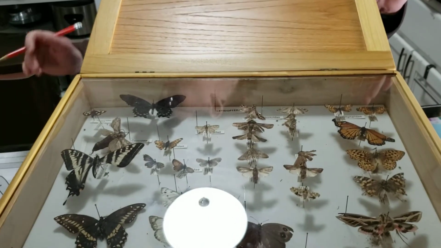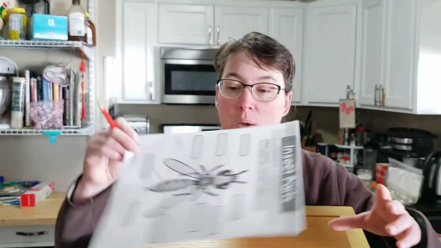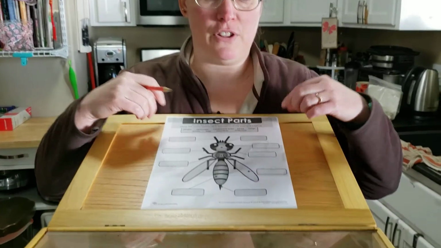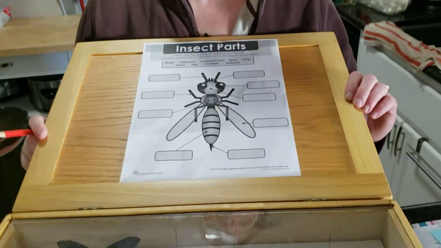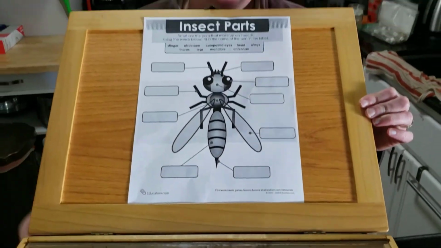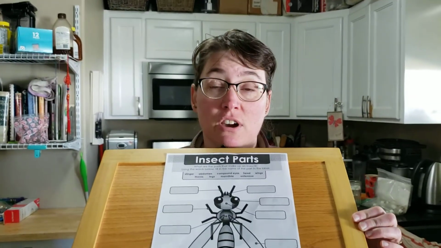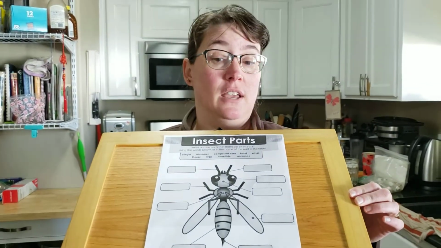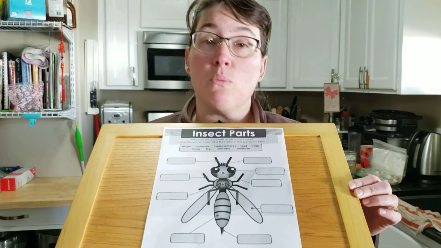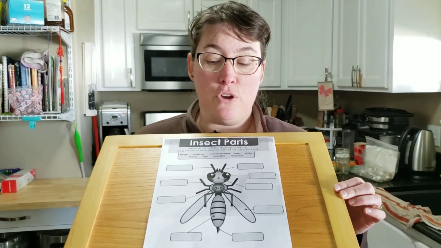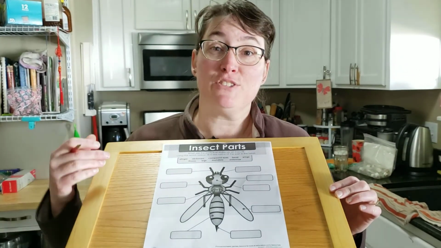So for you first graders, I would like you to print this out and fill out the parts of an insect. And I'd like you to go outside and find an insect, take a picture of it, and post it. And tell me if there's anything you learned about where that insect lives, or if you have any questions about what you saw.